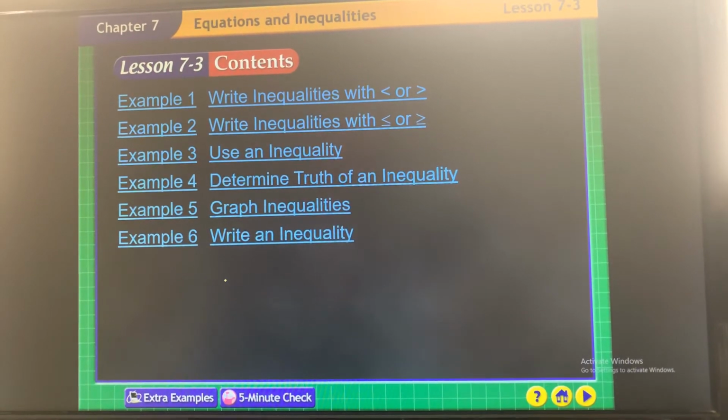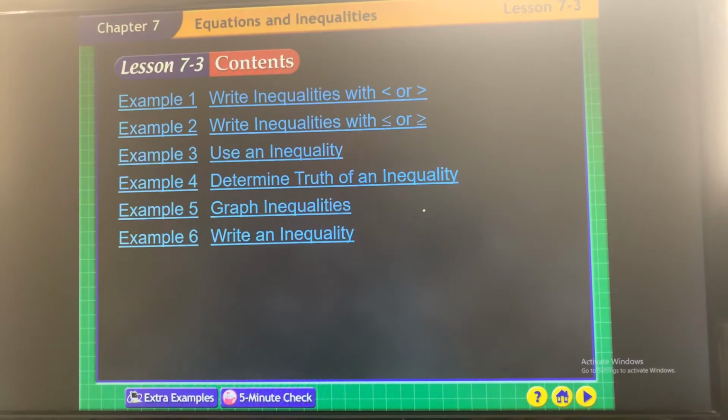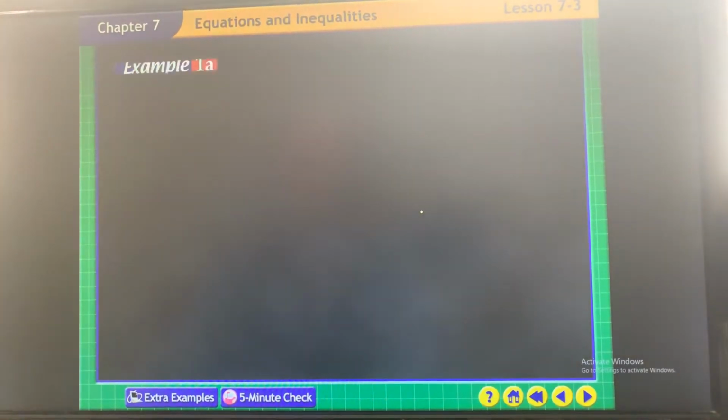All right, 7.3 is about learning and remembering what inequalities are. Those are your less than, greater than, less than or equal to, greater than or equal to symbols. So in 7.3, it's really simple. We're just kind of getting to know them and how they fall into an equation.